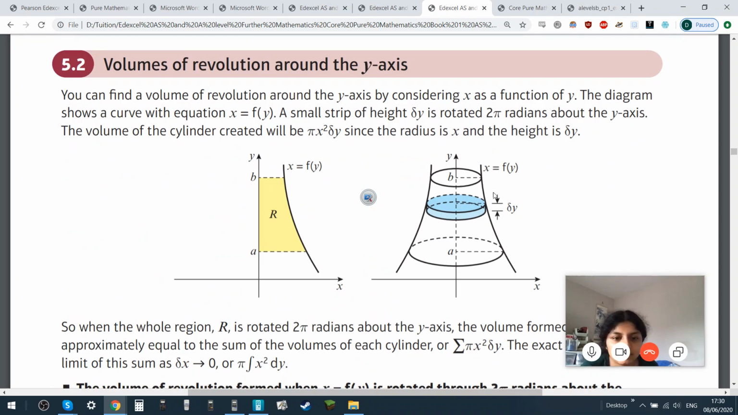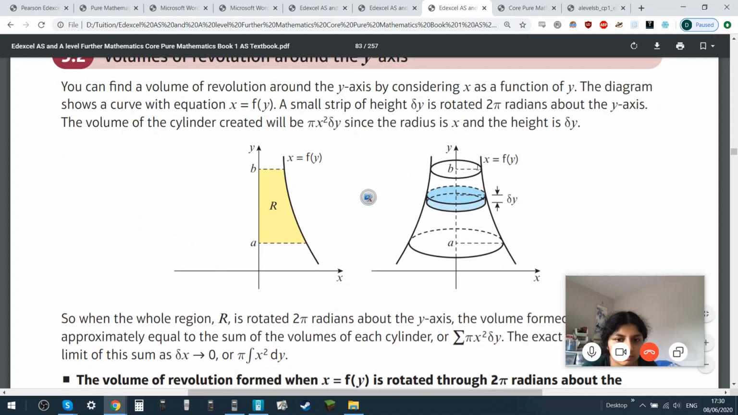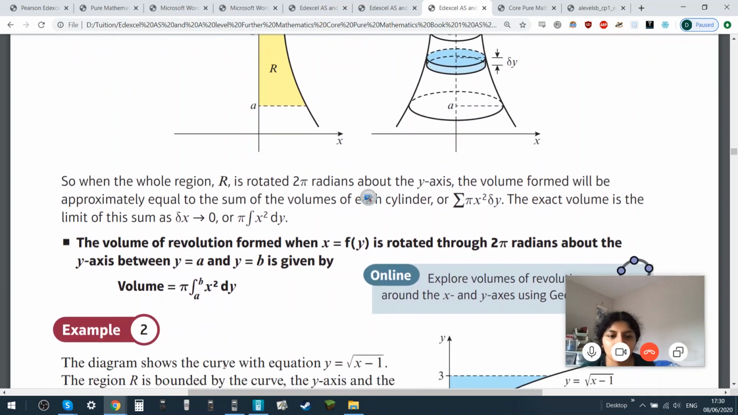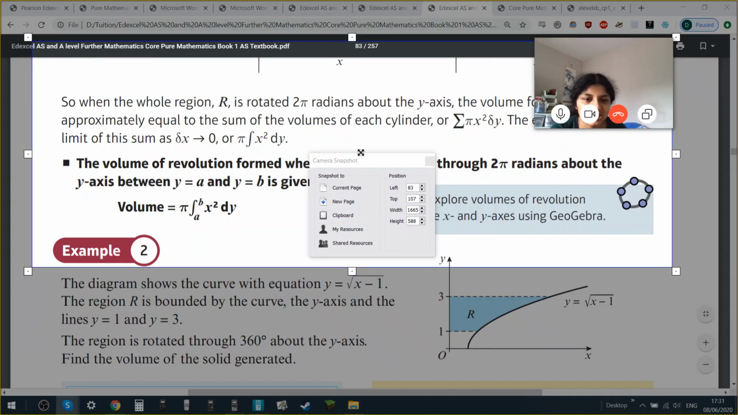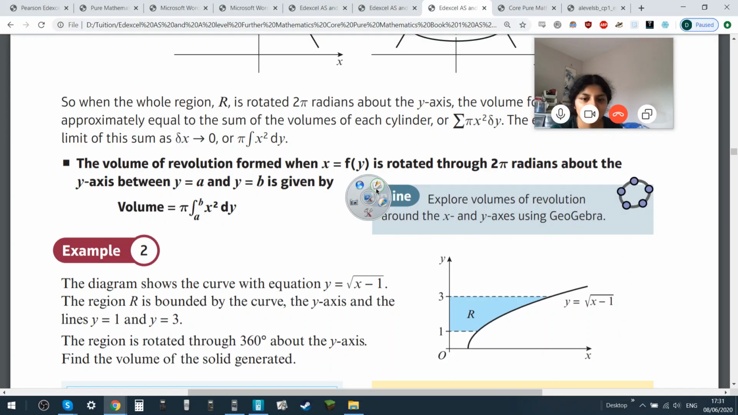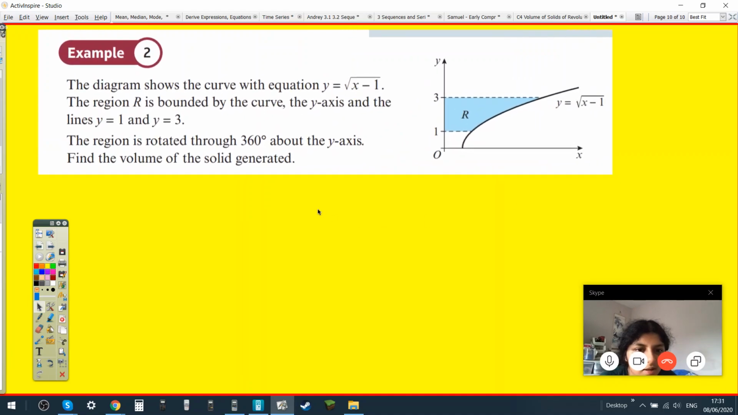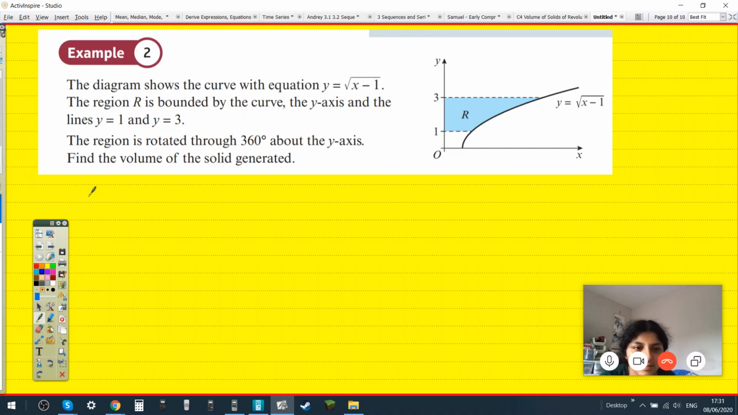If it is a volume of solid of revolution about the y-axis, same idea. What's the radius of that circle? X. Yep. And so instead of it being pi r squared, it is pi x squared. So it's basically the same, but it's just x squared instead of y. We'll do one, see how it goes. So you have to make x the subject. So that would be y squared plus 1 is equal to x. And then you just do pi times y squared plus 1, with the limits 3 and 1.